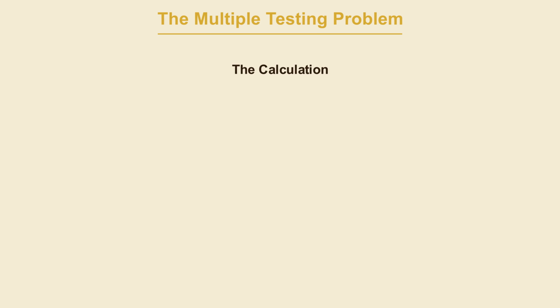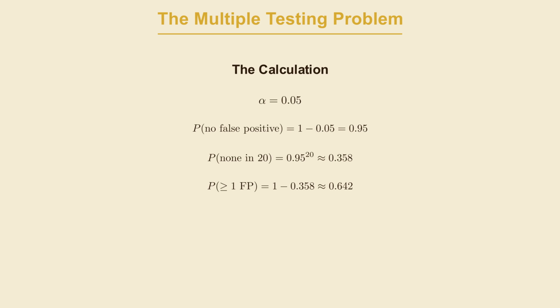Here's the calculation. Each test has a 5% chance of a false positive. So each test has a 95% chance of correctly not rejecting the null. If the tests are independent, the probability that none of them produces a false positive is 0.95 multiplied by itself 20 times, which is about 0.358. So the probability that at least one of them does produce a false positive ends up being 1 minus 0.358, which is about 64%. Let's let that sit for a moment.